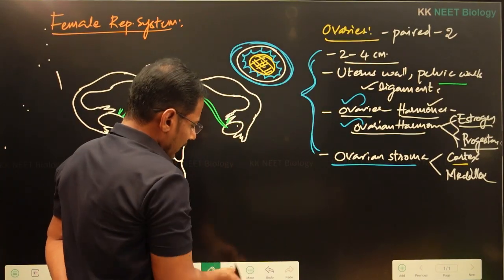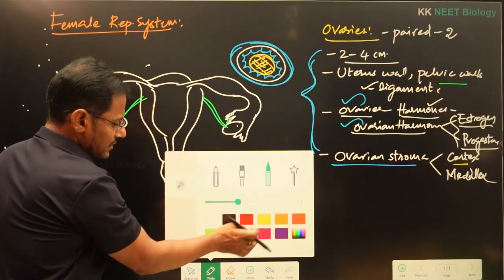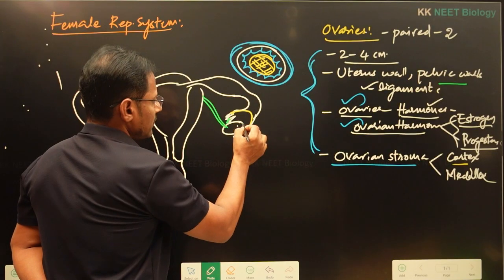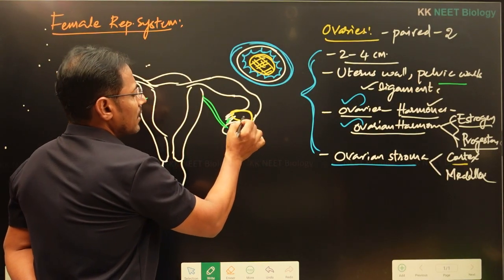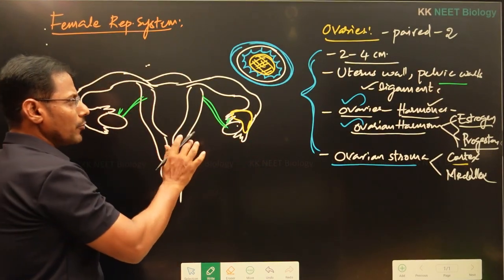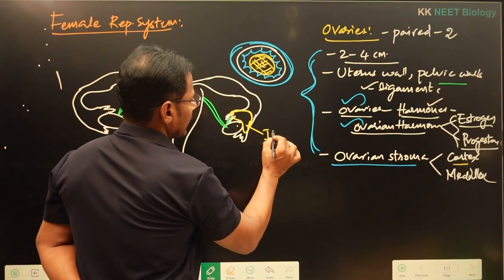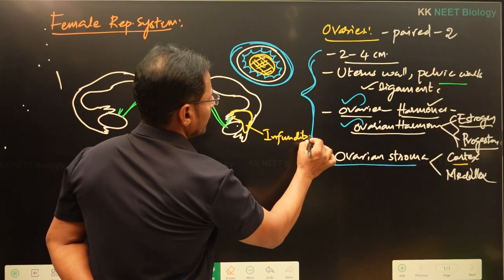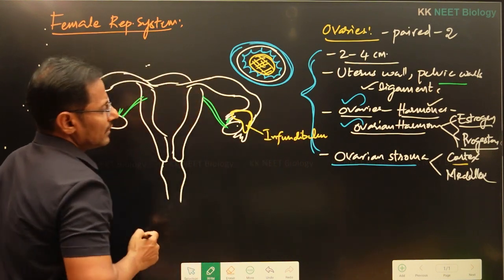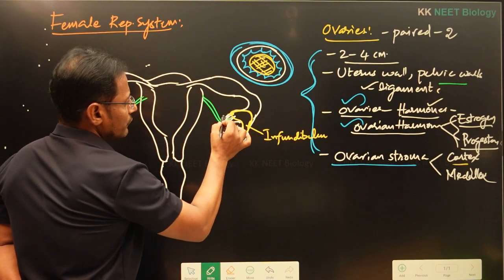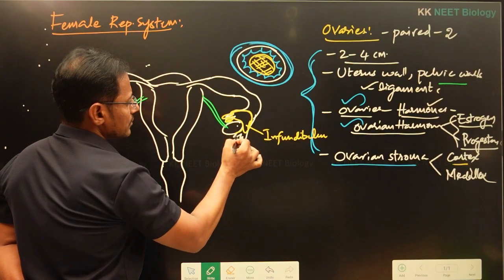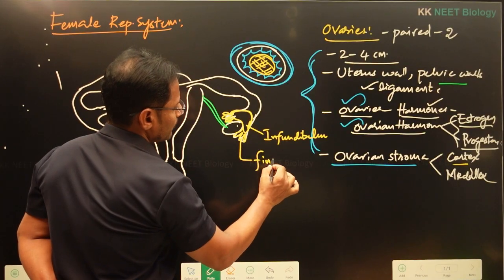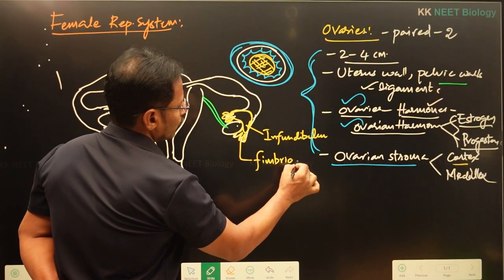See here you can see the funnel-like shape. When this fallopian tube starts, here is the funnel-like shape, right? So the funnel-like or starting part of the fallopian tube is known as the infundibulum. This infundibulum has small finger-like structures. These are known as fimbriae.